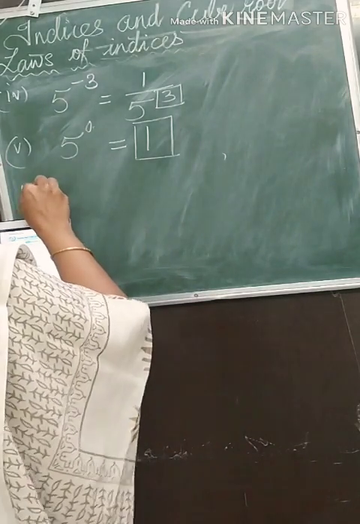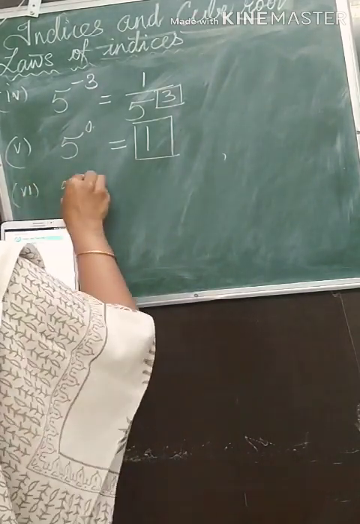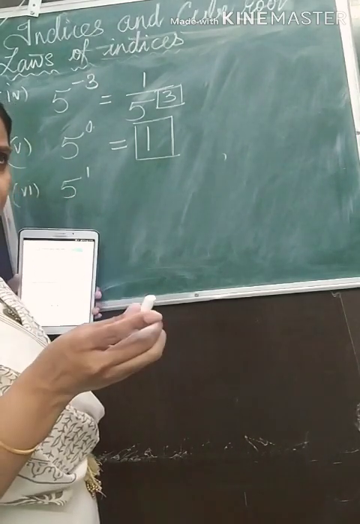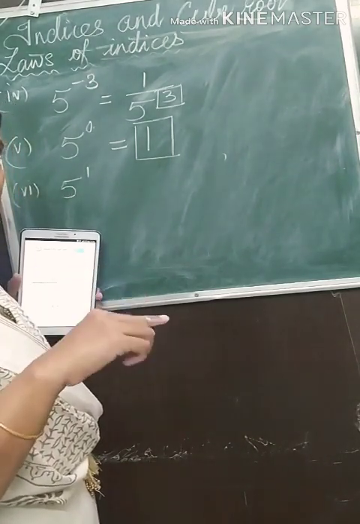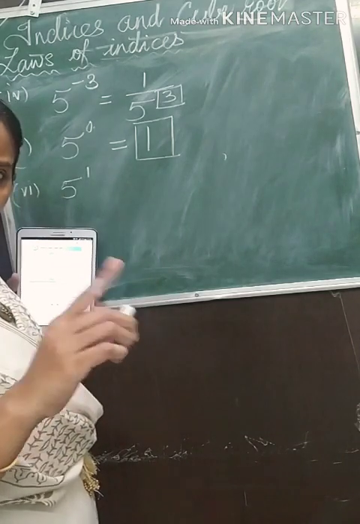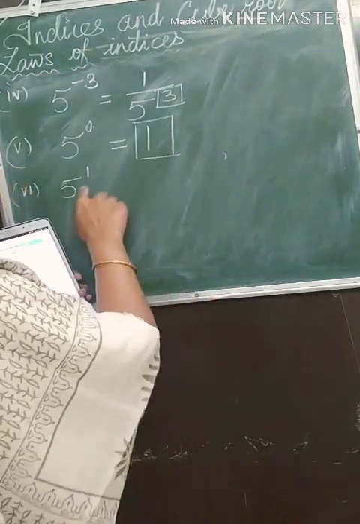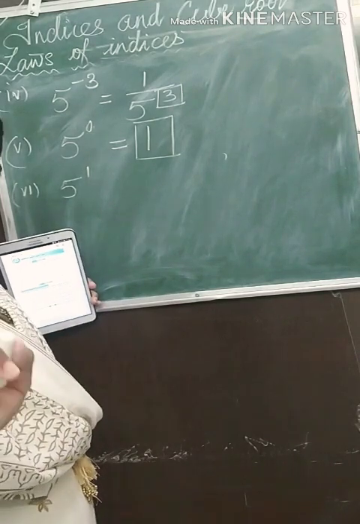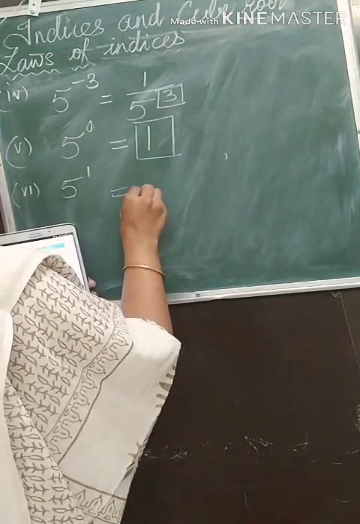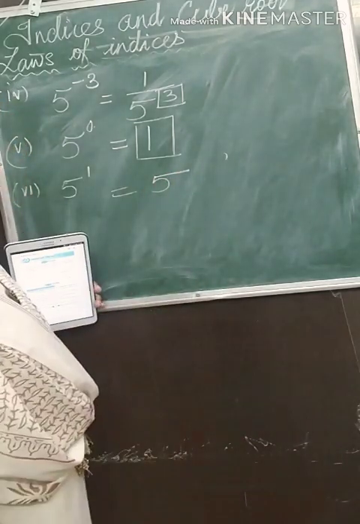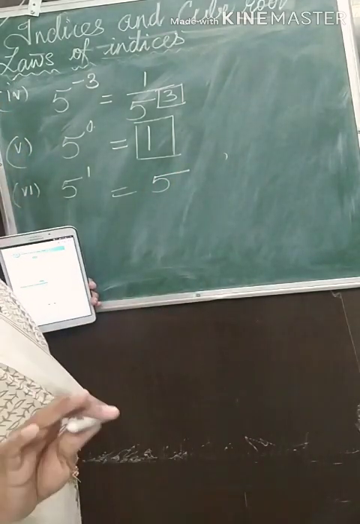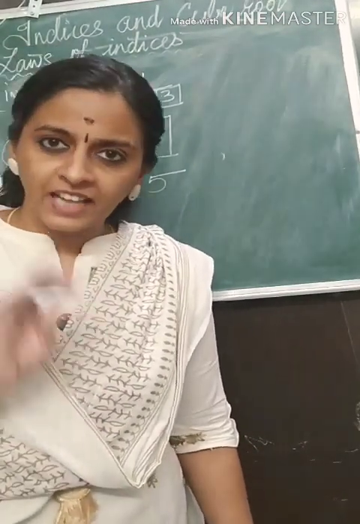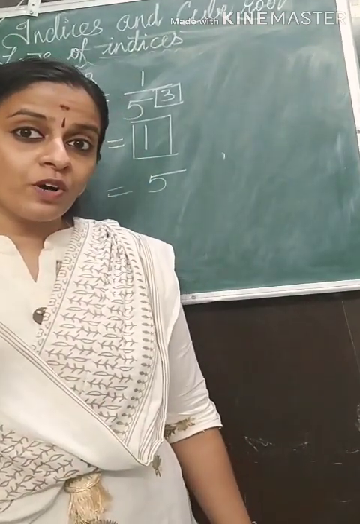Next we have the sixth question. 5 raised to 1. This is to confuse you. 5 raised to 0 is 1. Then some students will have doubt, then 5 raised to 1 will be 0. No. 5 raised to 1 means 5 multiplied only 1 time. That is 5. 1 into 5 is 5. 5 raised to 1 is the same number. 6 raised to 1, same number. 90 raised to 1, 90. 90 raised to 0, 1.